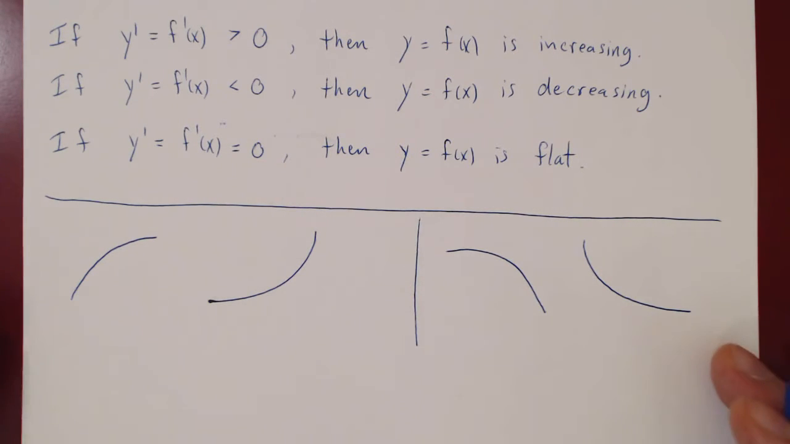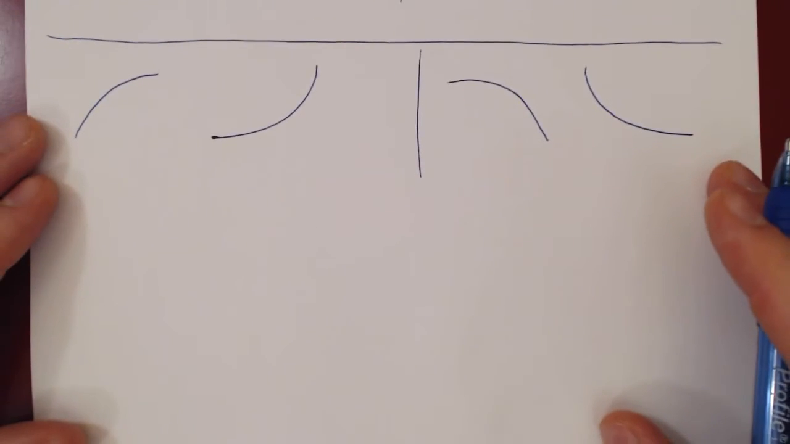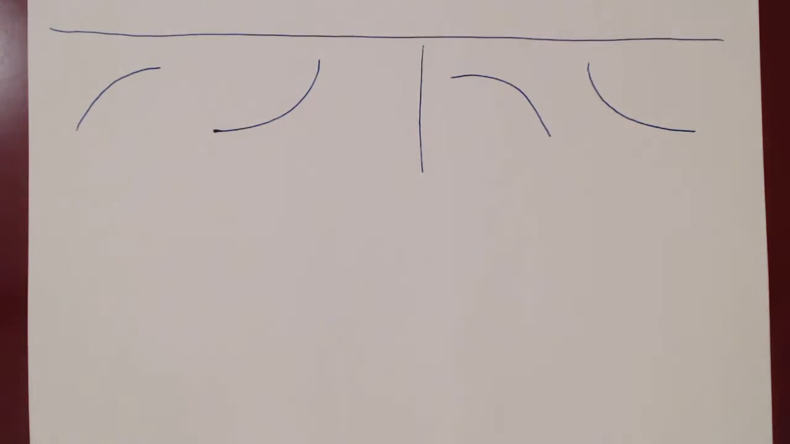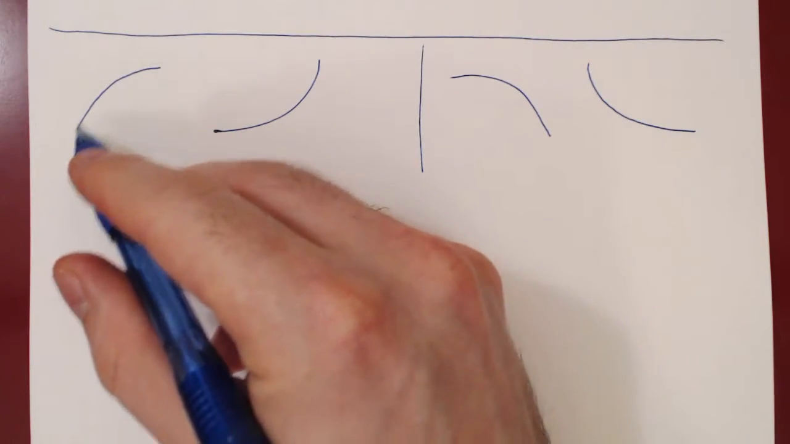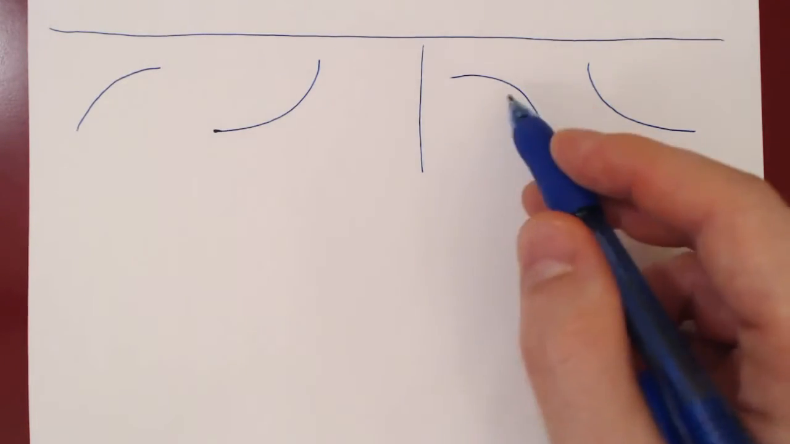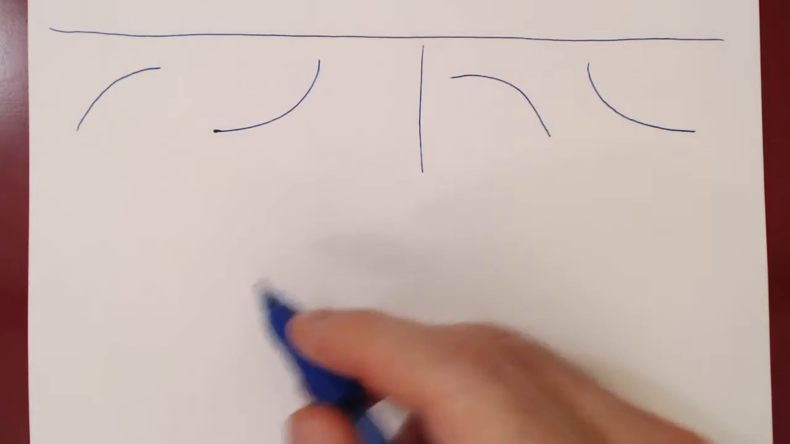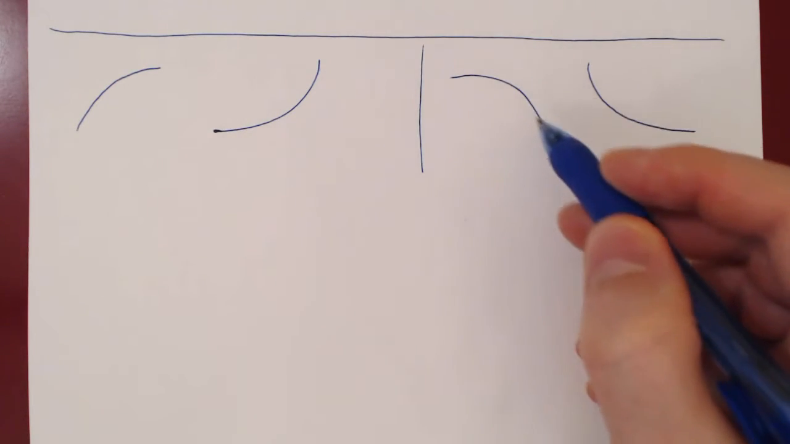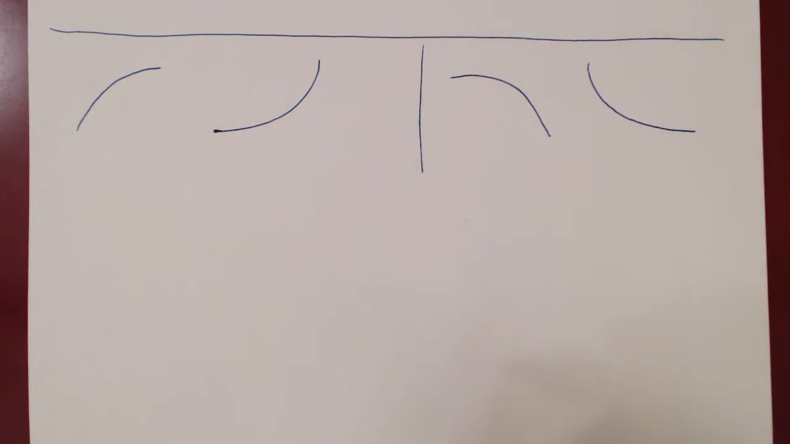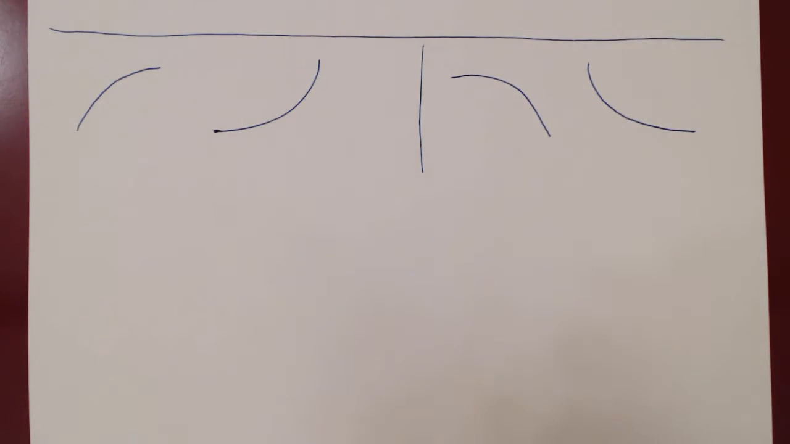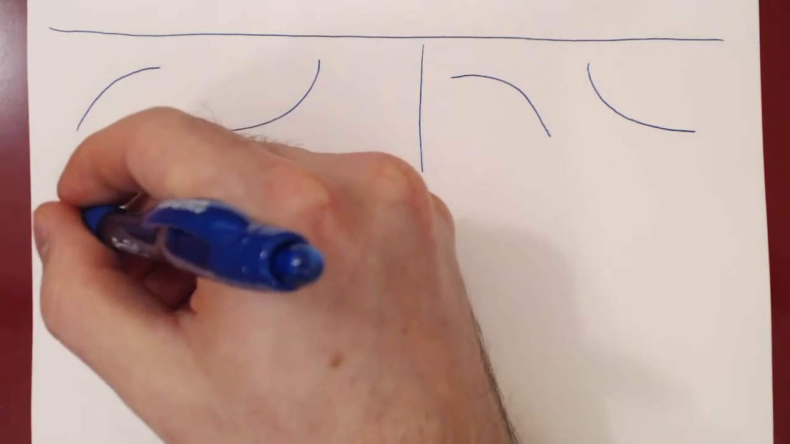Let's make a definition first, and this is what we call concavity. And concavity is just exactly that. What is the shape of the curve? Is it going like this, or is it going like this if it's increasing, or is it going like this, or like this if it's decreasing? And there are two types of concavity. There is concave up and concave down.